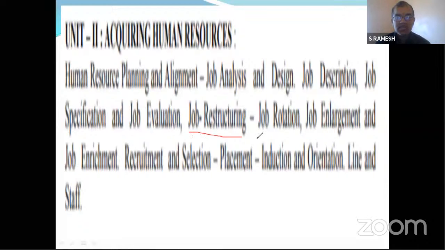What is job restructuring? Job restructuring can be done with the help of job rotation, job enlargement, or job enrichment. These three forms are available for restructuring a job. Today, we will see the concept of job restructuring and we will also discuss what job rotation is in today's class.